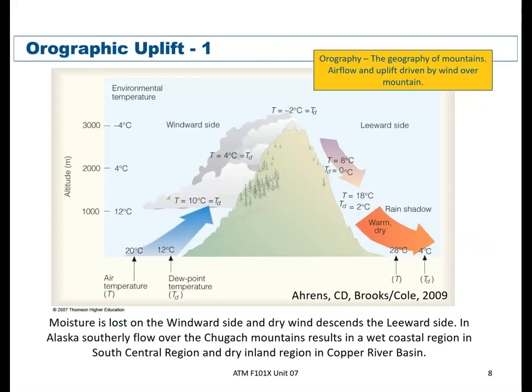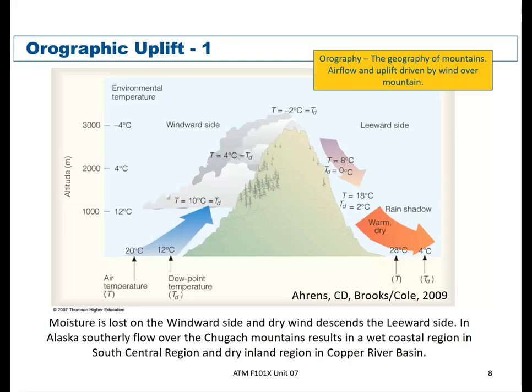Consider humid air that flows over a mountain. This is called orographic uplift. The parcel rises on the windward side of the mountain. A parcel starting at 20 degrees Celsius with a dew point of 12 degrees Celsius rises 1 kilometer and cools to 10 degrees Celsius with a dew point also of 10 degrees Celsius.